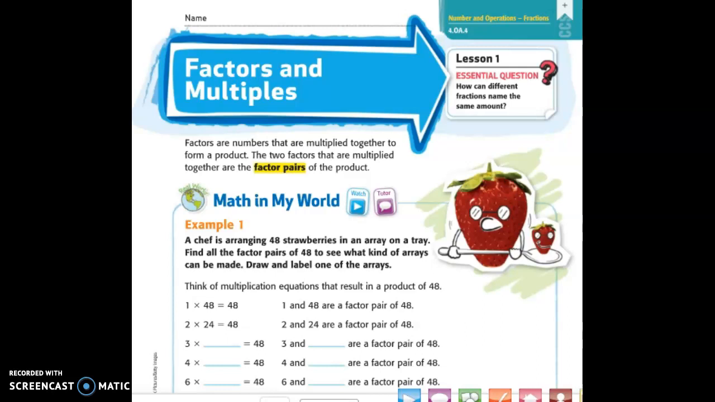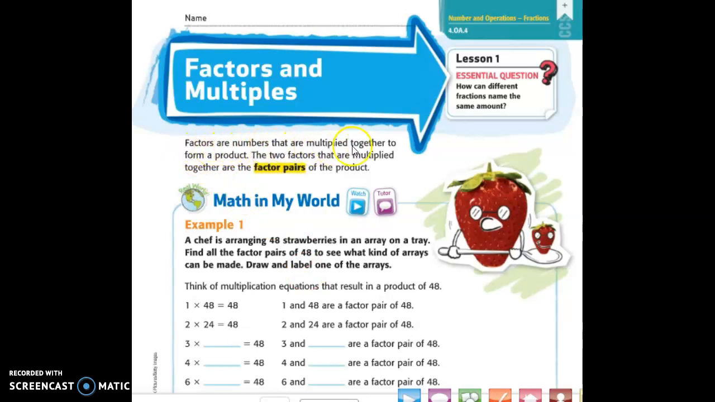Okay, we're starting our first lesson in Chapter 8. We are starting fractions. This is Lesson 1. Our essential question is, how can different fractions name the same amount? So we're going to start off with one that talks about factors.